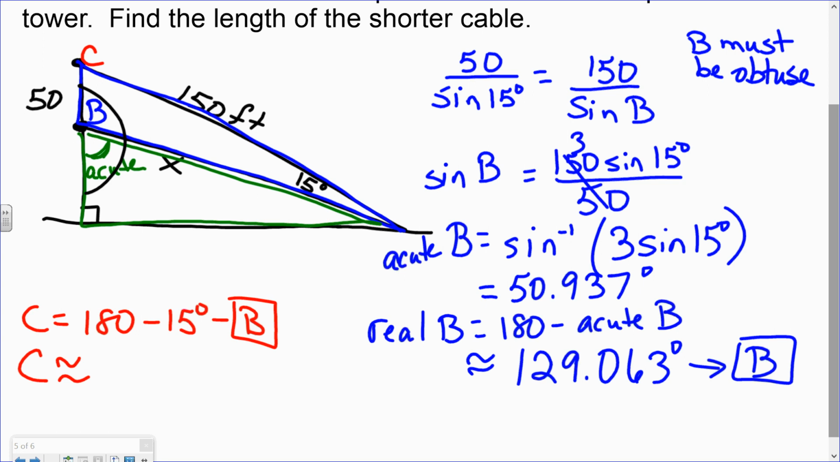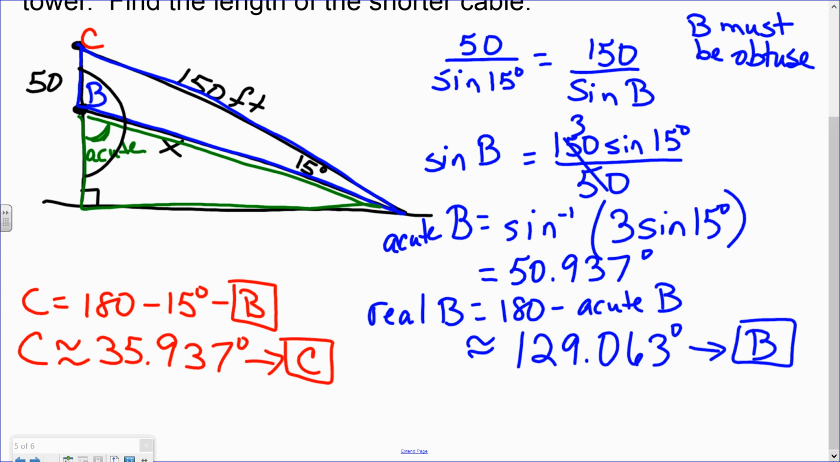35.937, that sounds good. Let's store that as C. Now we know all of the angles. We already had the 50 and the 15 degrees across from each other. Now we've got C, and we want the X across from that. So the final step is going to be the law of sines to let us get what side X has to be.